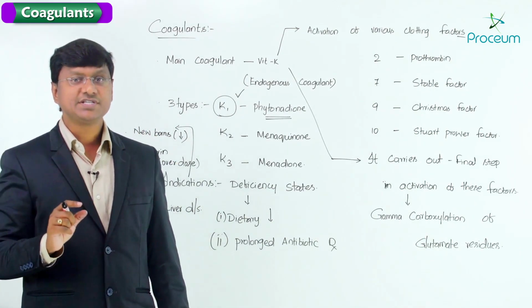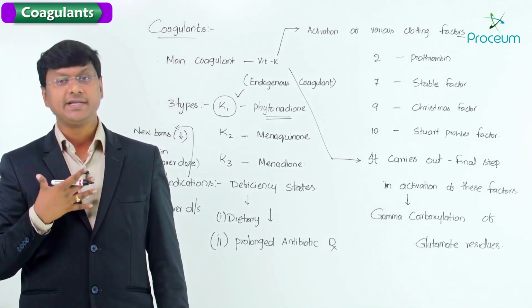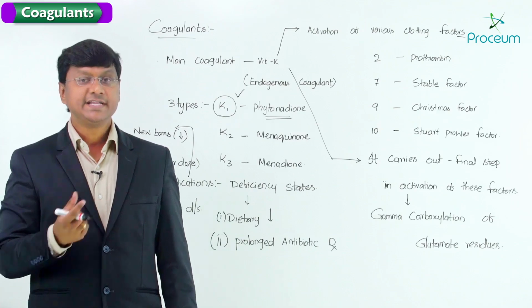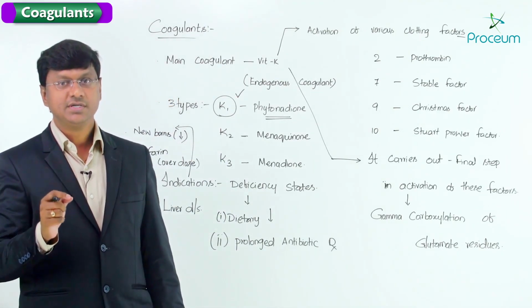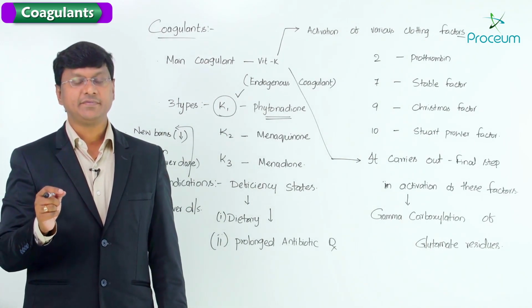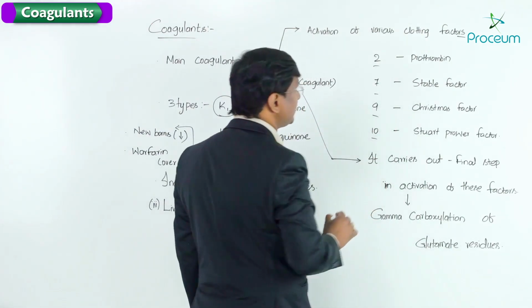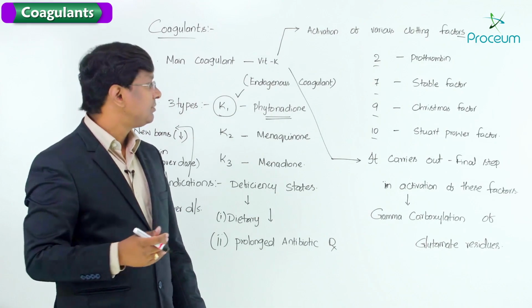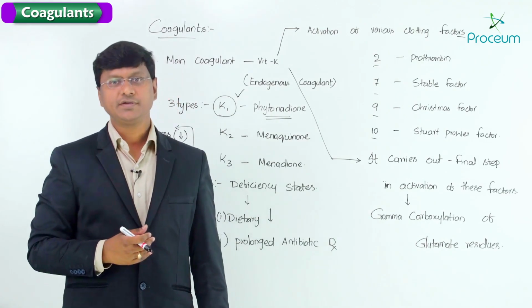Let me just have a short recap of these coagulants. The main endogenous coagulant in the body is vitamin K. It is of three types: K1, K2, K3. K1 is your phytonadione, K2 is your minaquinone, K3 is minadione. Vitamin K is involved in activation of various clotting factors, that is 2, 7, 9 and 10. Factor 2 is prothrombin, factor 7 is stable factor, 9 is Christmas factor and 10 is the Stewart-Prower factor.